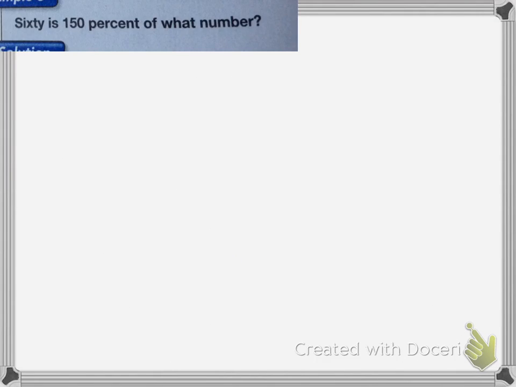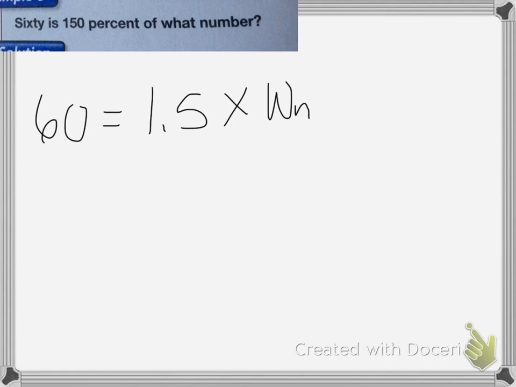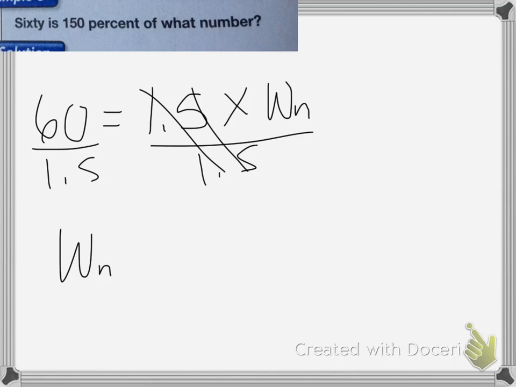Okay. Last one. 60 is 150% of what number? Okay, again, we do 60 is 150%. I'm going to change that to a decimal this time. 1.5 of what number? Okay, divide both sides by 1.5. So that cancels. And I end up with what number equals 60 divided by 1.5, which is equal to 40. And that's it for this lesson.